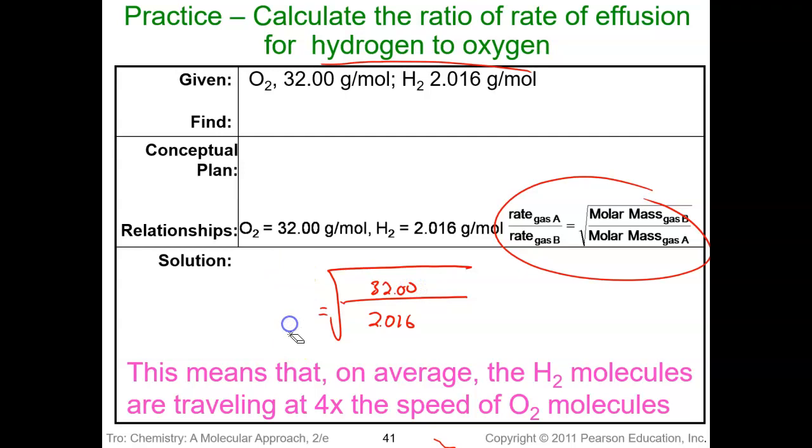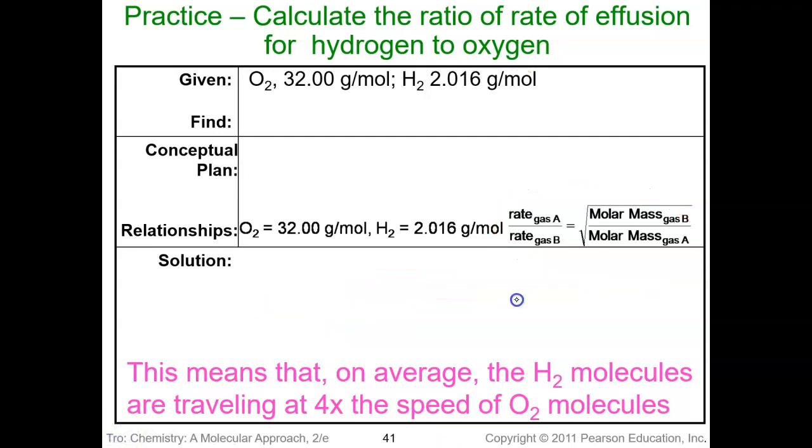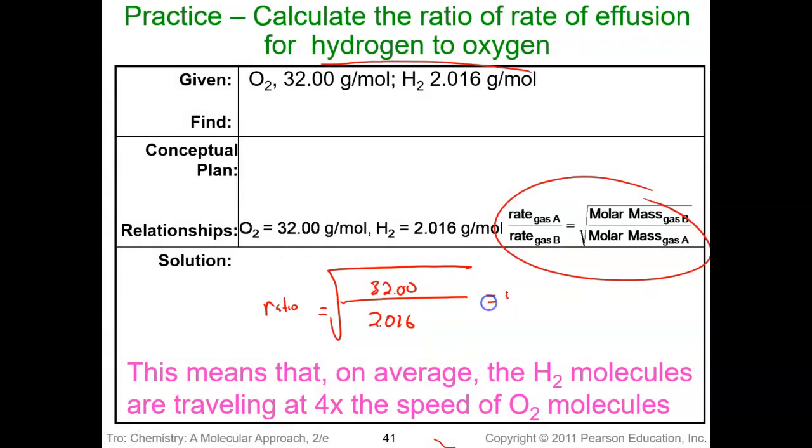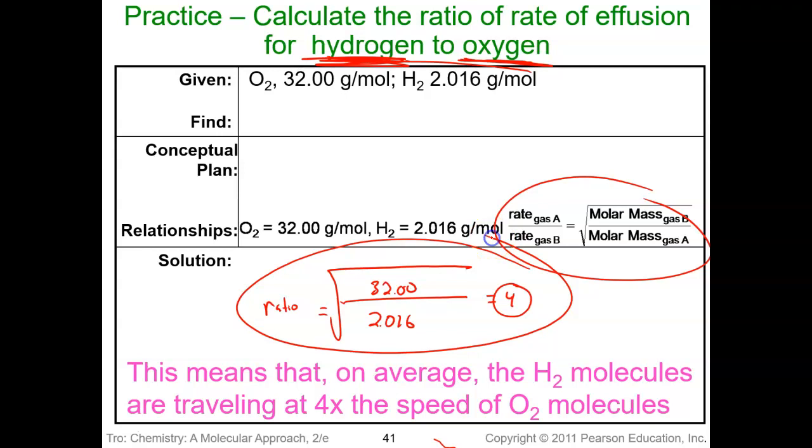So I'm just going to call this the ratio, because I don't want to put them both up here. And when we solve this, we get 4. Yep, we get 4, which makes sense because hydrogen is lighter, so it should move faster than oxygen, right? So this is the same exact question we just did, it's just backwards. So when you're doing these problems, keep in your brain, should the ratio be greater than 1 or less than 1, right? And then it'll help you figure out which one goes on the top and which one goes on the bottom.